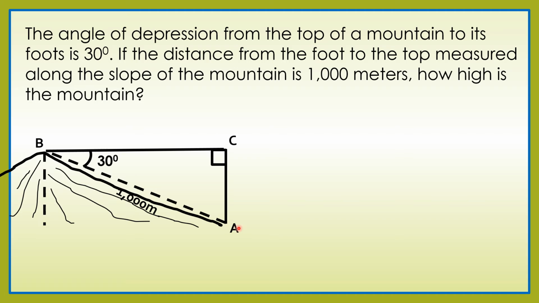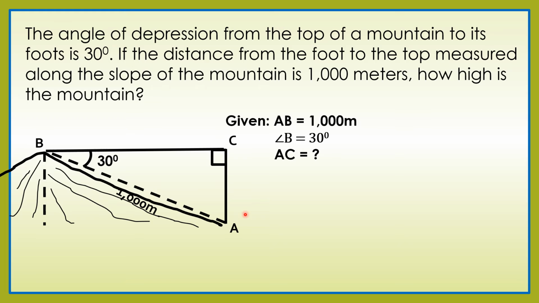So, we can form here right triangle ABC. So, sa right triangle ABC, ang given natin ay AB, which is 1,000 meters. Angle B, that is 30 degrees. At yung AC natin is unknown. So, that is the height of the mountain.